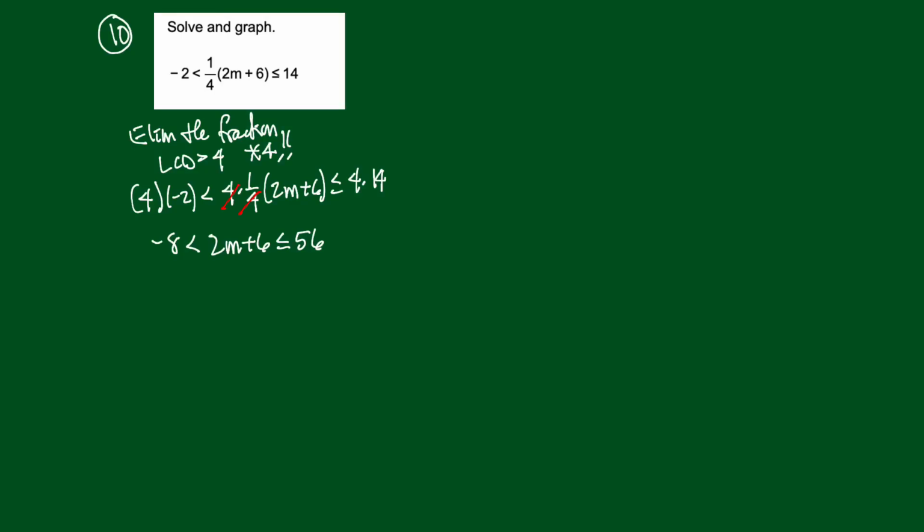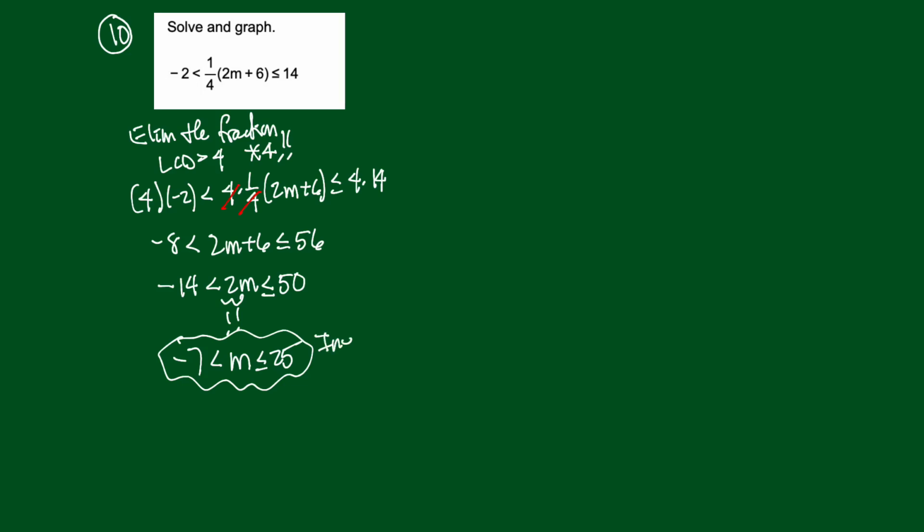A couple things left to do. We're going to subtract 6 from all 3 parts. Negative 8 minus 6 is negative 14, less than 2m, less than or equal to 50. Divide by 2, alert, we're dividing by a positive, so no problems, no changes in the signs. Negative 14 divided by 2 is negative 7, less than m, less than or equal to 50 divided by 2, which is 25. Okay, that's the inequality form.